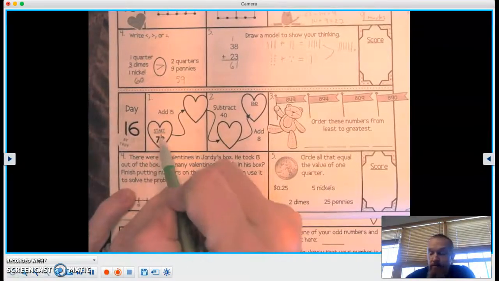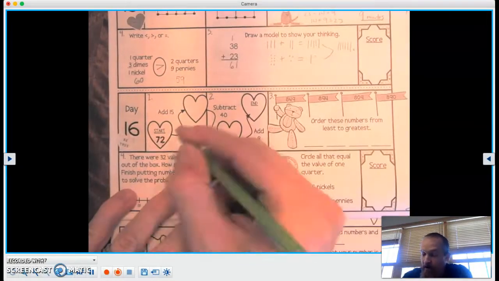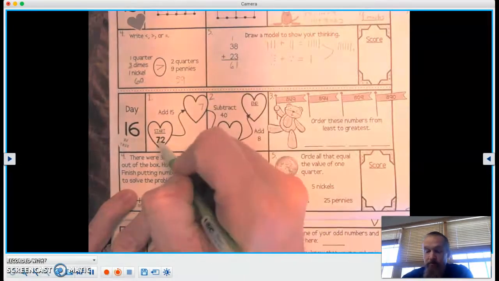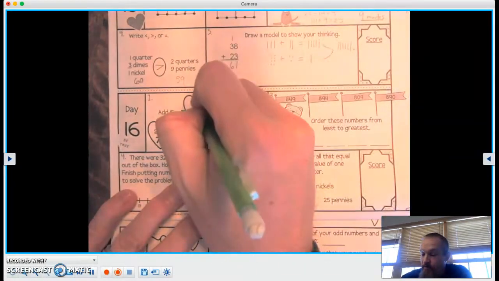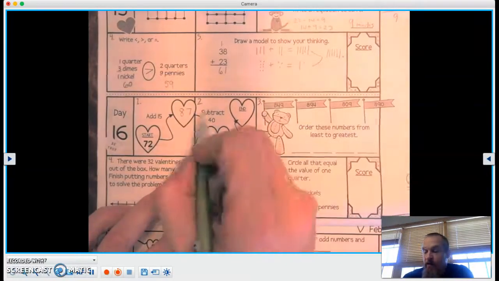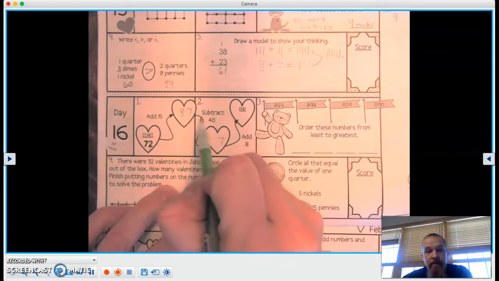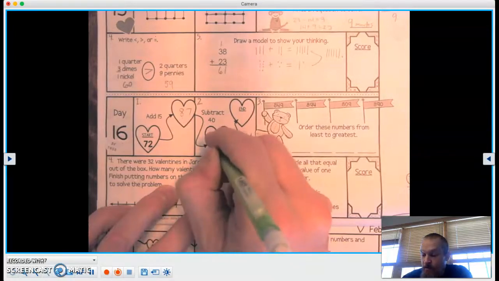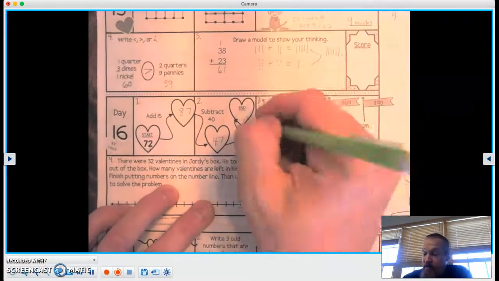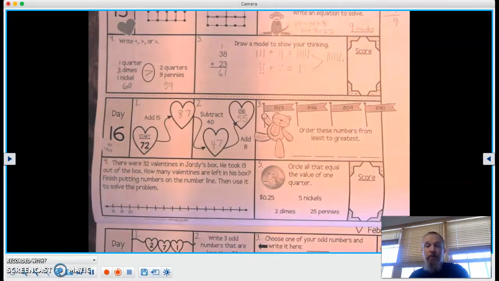Number 1, we're going to start with the number 72 and we're going to add 15. I'm going to put my 1 and my 5 there, so 5 plus 2 equals 7, and 1 plus 7 equals 8. Now we're going to subtract 40 from 87. Well, 7 minus 0 is 7. 8 minus 4 is 4. And finally, we're going to add 8. 47 plus 8 equals 55.